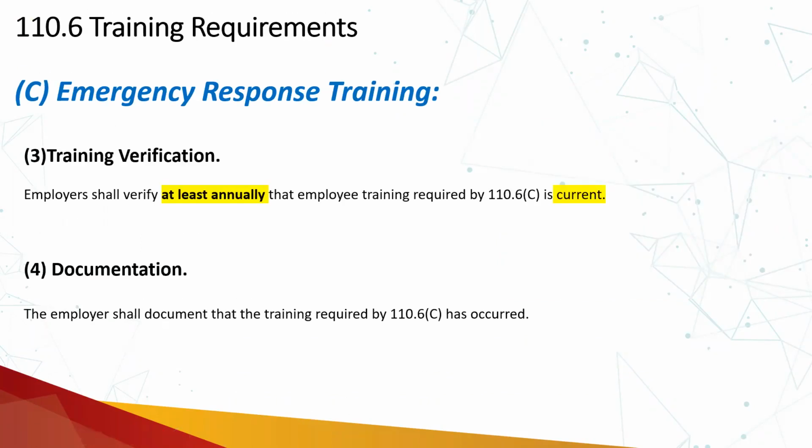Then training verification. Employers shall verify at least annually that employee training required by 110.6c is current. So all the contact release training and the first aid trainings have not expired and are current. That is the responsibility of an employer, to verify that all the trainings are current. Then about documentation, the employer shall document that the training required by 110.6 has actually occurred. So there should be a document proof as well.